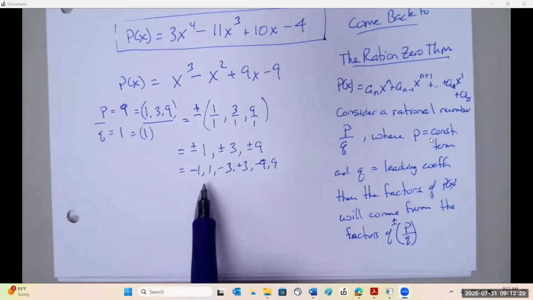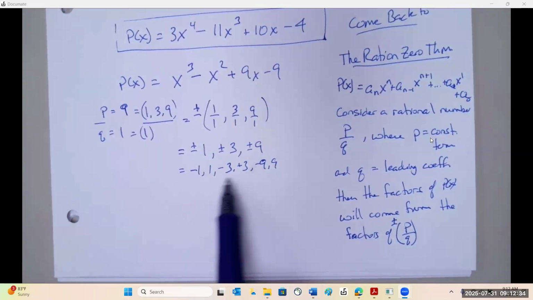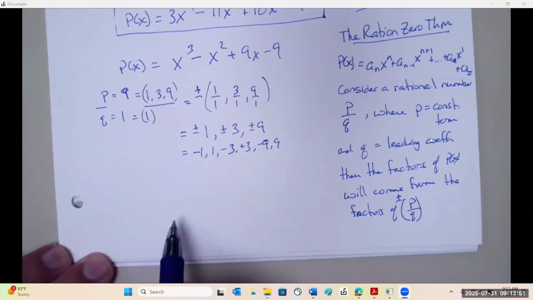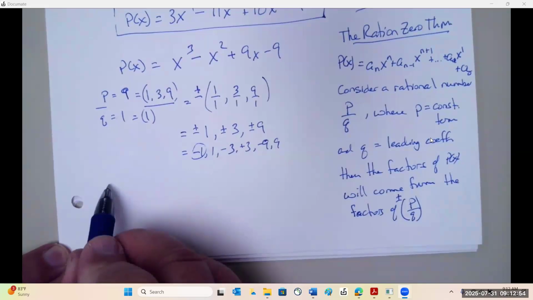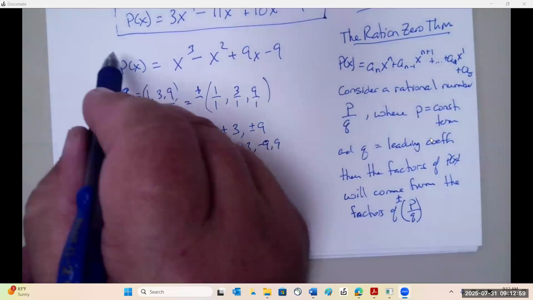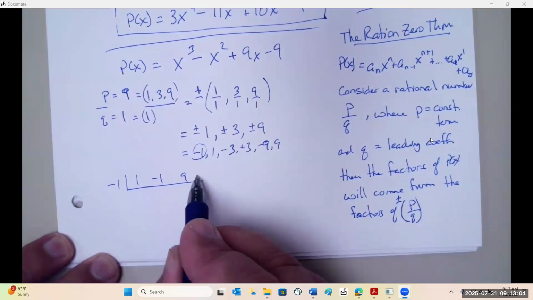So if the solutions to your polynomial are integers, these will be them. It'll come from that list. Now, once we find 1 or 2 or 3, whatever's left, we can find another method to figure out the rest of them. So how do we start? Start with the first one and use synthetic division. It's 1, -1, 9, -9.